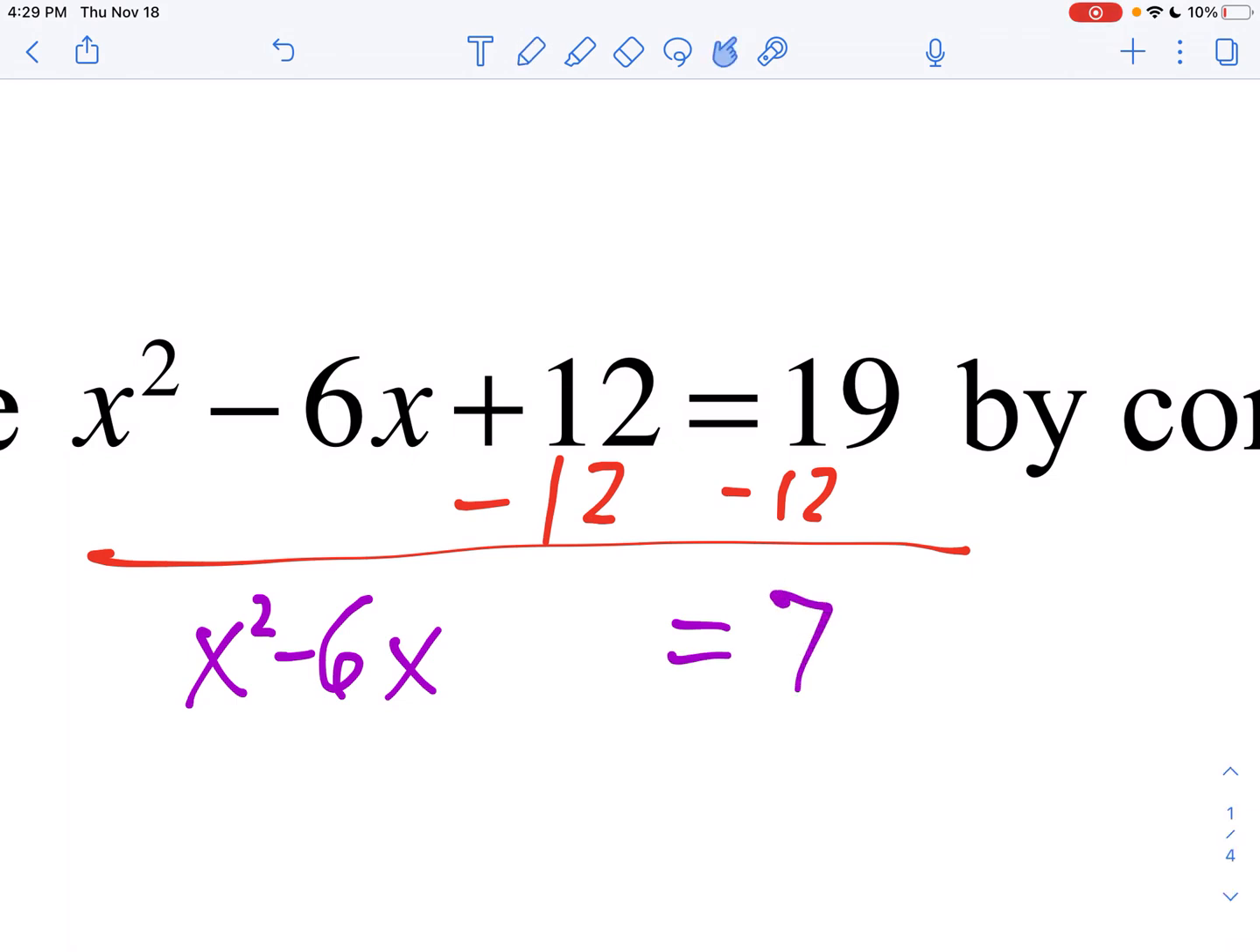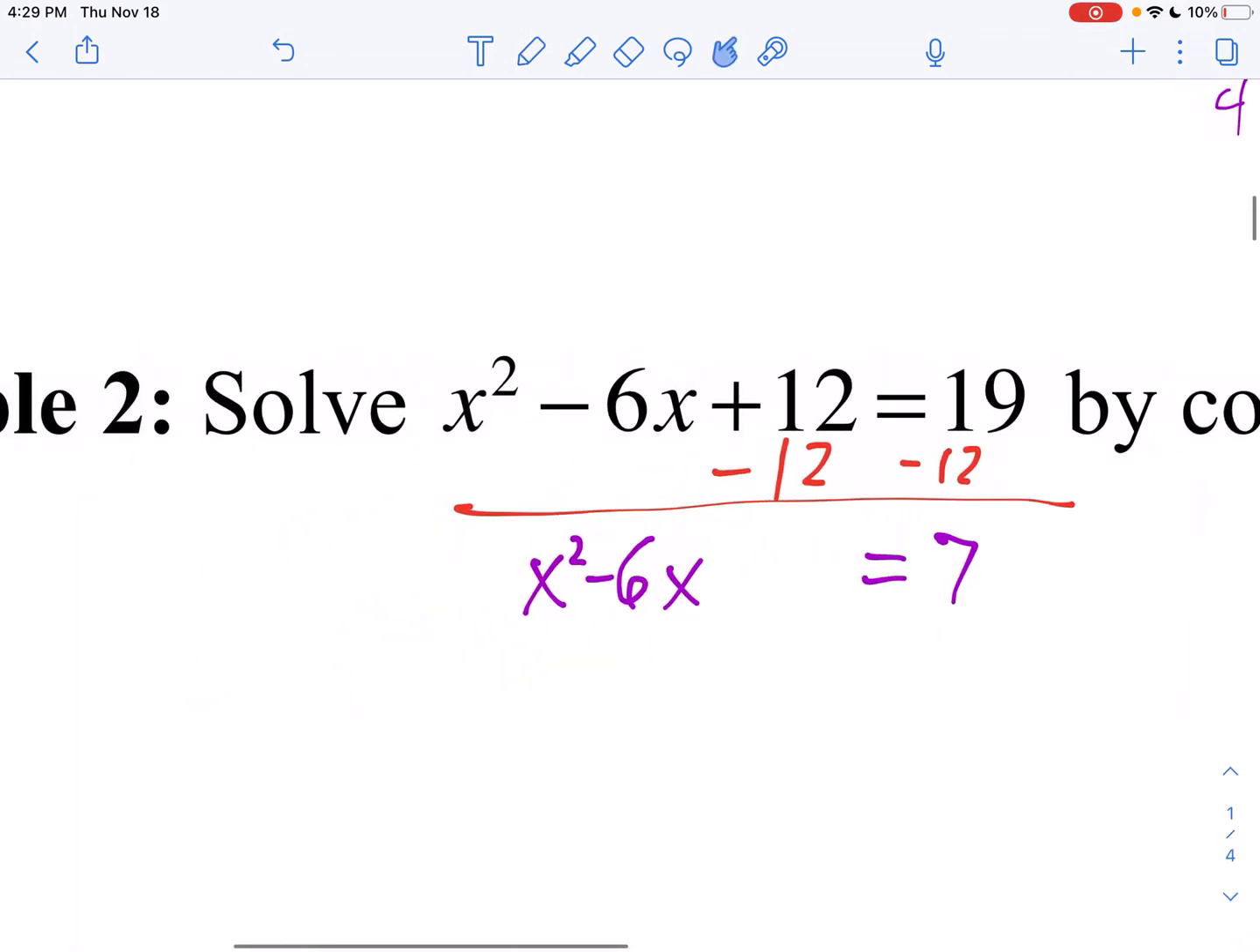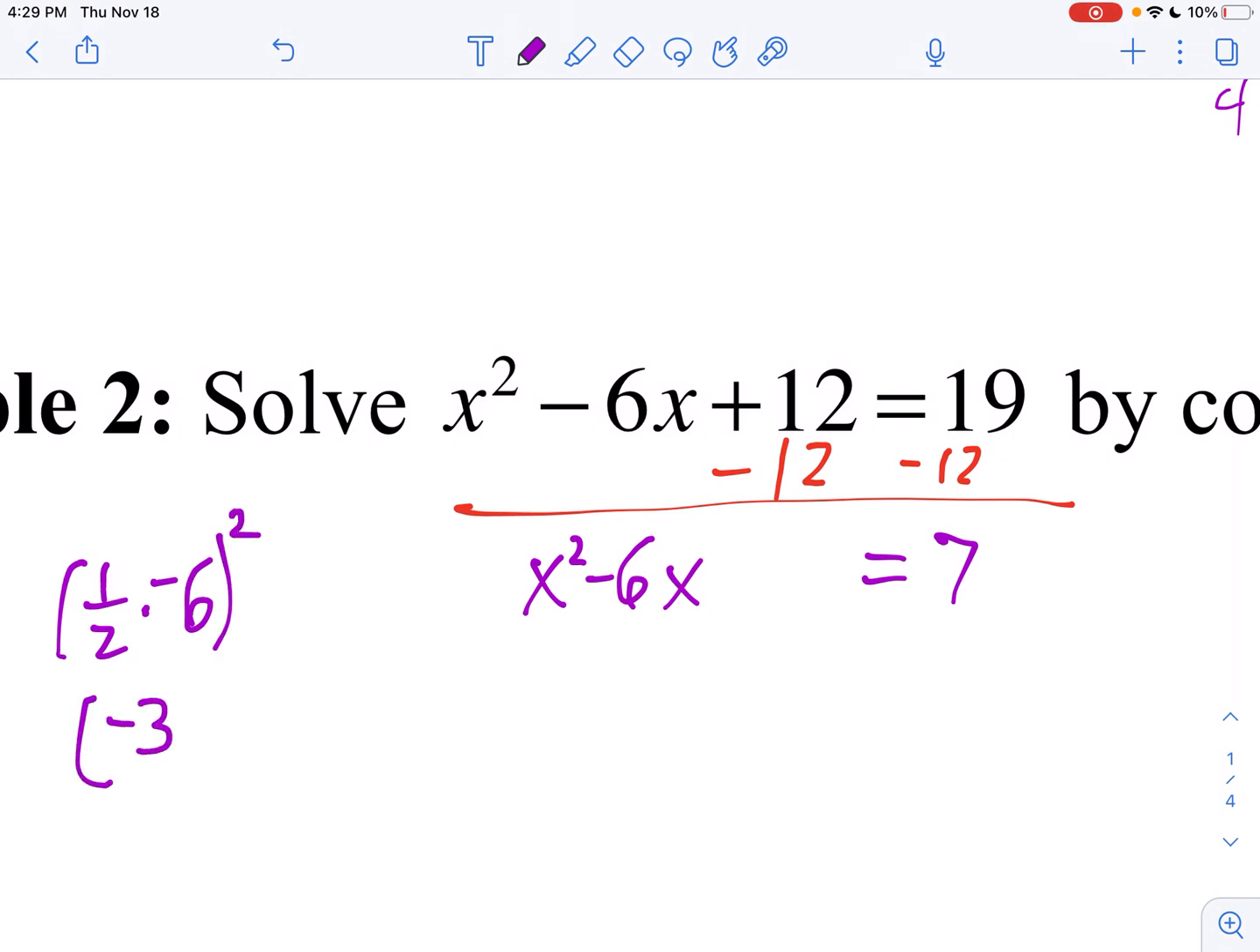Now I'm going to go over here to the side, and I'm going to take half my middle term. So I'm going to take half of negative 6, and I'm going to square that. Well, half of negative 6 is negative 3. I square that, I get 9. So I'm going to add 9 to both sides of my equation.